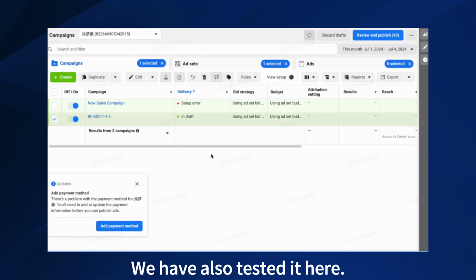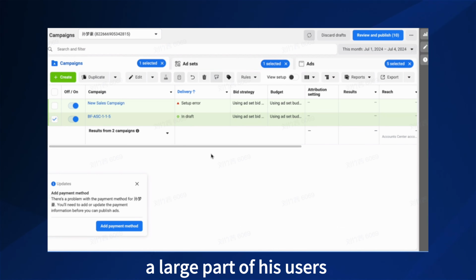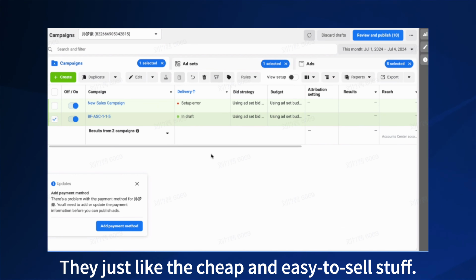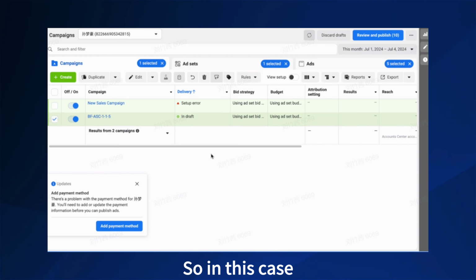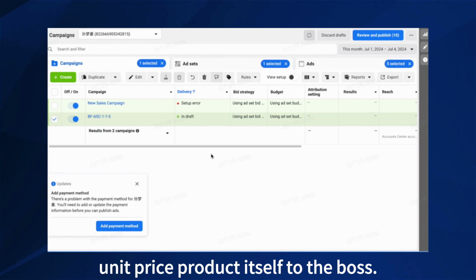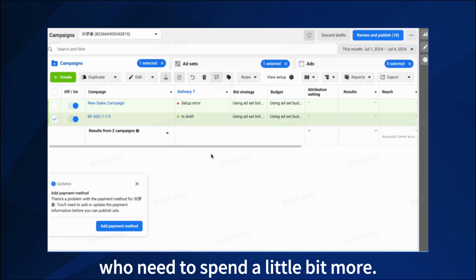We have also tested it here. But you actually know that a large part of his users are 65+ old men and women. They just like the cheap and easy to sell stuff. So in this case, I think you have to explain the high customer unit price product itself to the boss. It's more in favor of people who need to spend a little bit more.